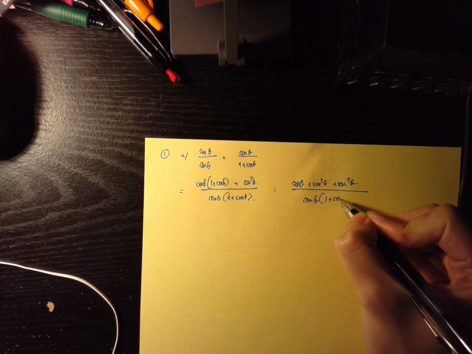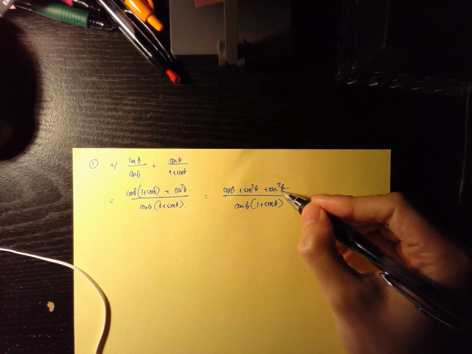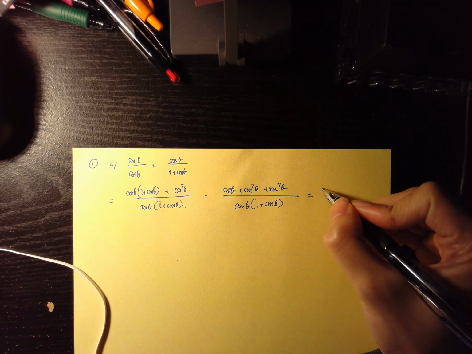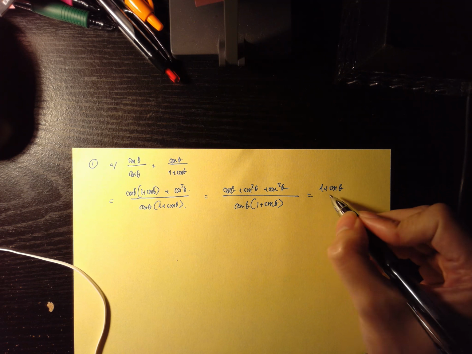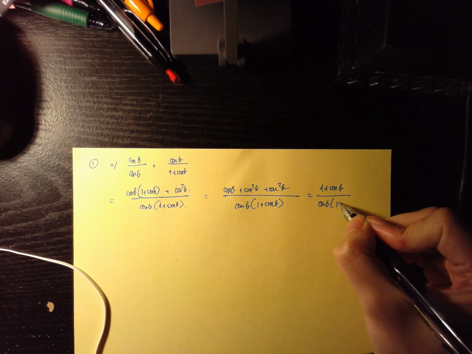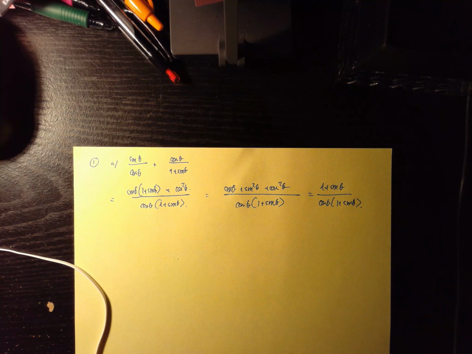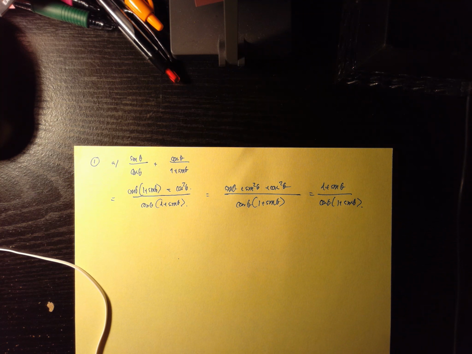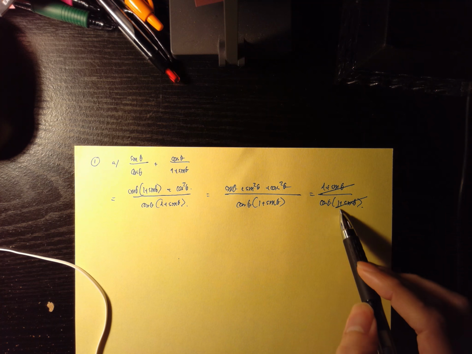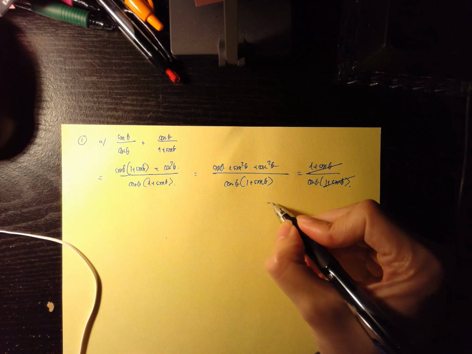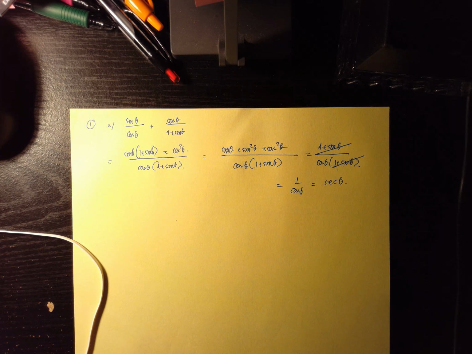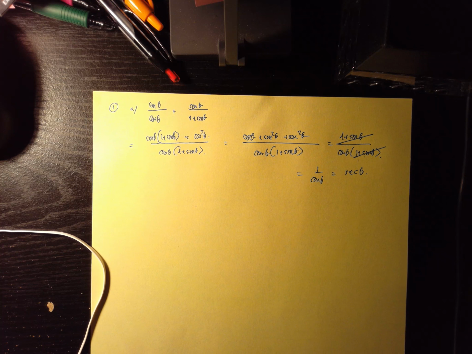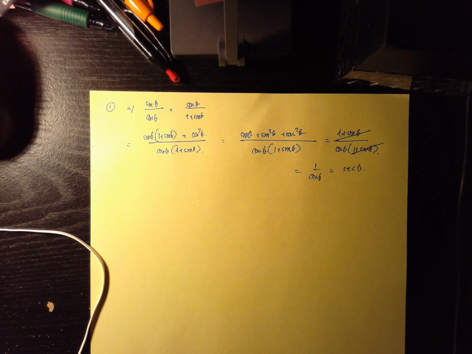over cosine theta times 1 plus sine theta. Sine squared theta plus cosine squared theta is 1, so you have 1 plus sine theta over cosine theta times 1 plus sine theta. You see that we have the same factor, so we can cancel out, and your answer is 1 over cosine theta, and this gives you secant theta. That's the first part of question number 1.